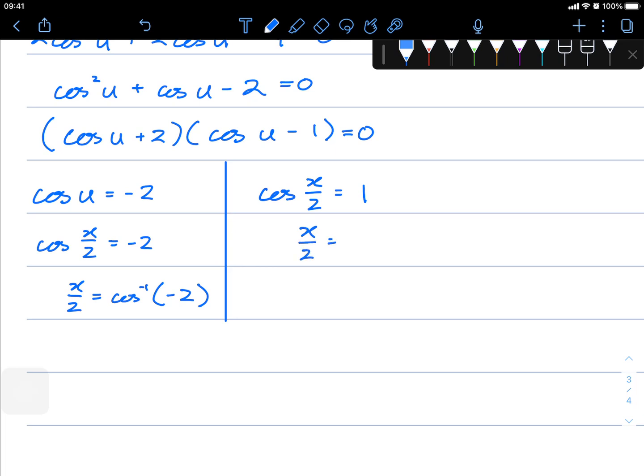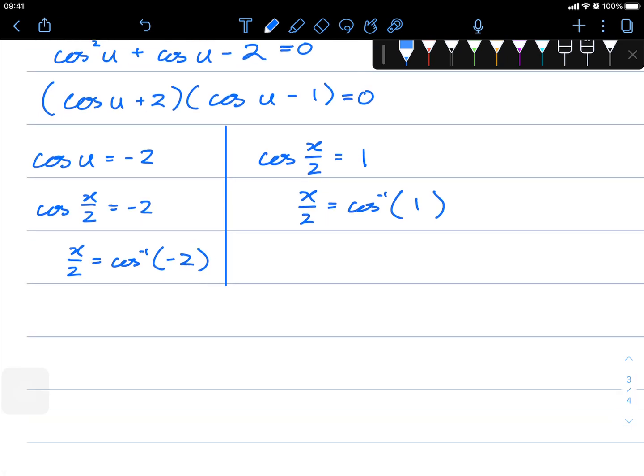x over 2 is equal to cos inverse of 1. Now, if you try and type this into your calculator, it actually won't let you. So you can try it here. Let's see if it works. Cos inverse of negative 2 is a math error. So there's no solutions for this one. No solutions. So we'll leave this for now.